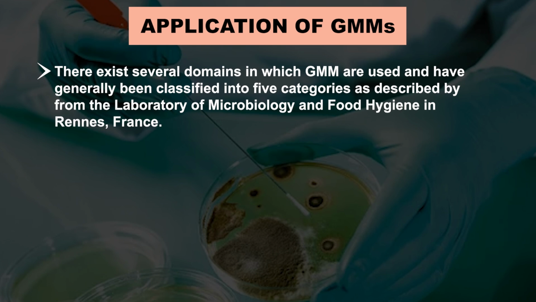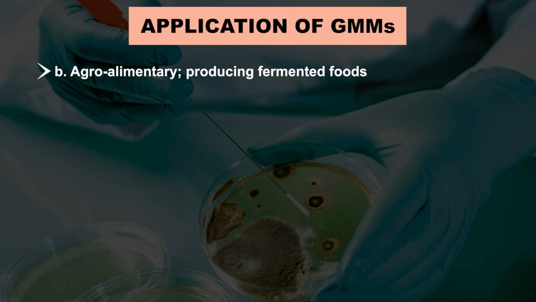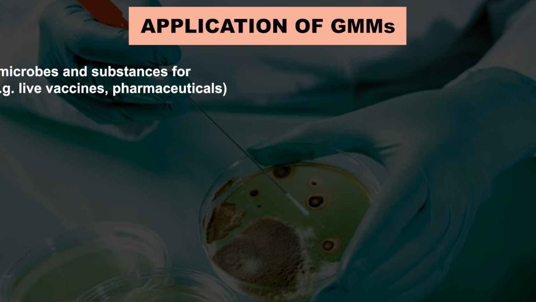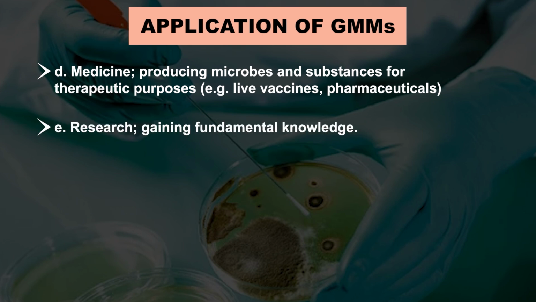First is the field of chemical industries, producing bioactive molecules; the field of agroalimentary, where fermented foods are produced; and the field of environment, with various uses in agriculture and pollution control. In the field of medicine, microbes and substances are produced for therapeutic purposes, for example live vaccines and pharmaceuticals. The last one is the field of research, gaining fundamental knowledge.